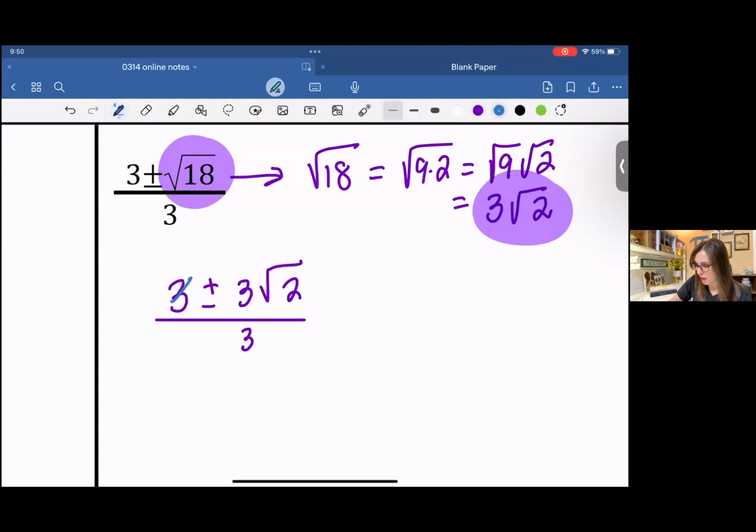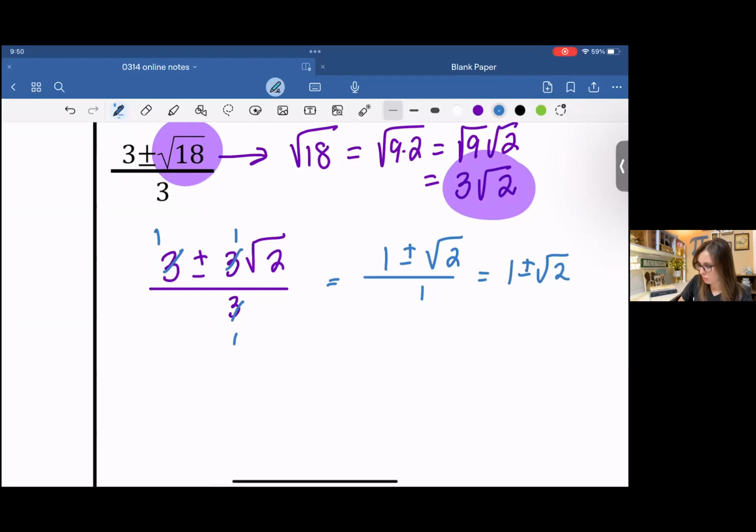You can divide them all by 3 like that, kind of messy. And we get 1 plus or minus 1 root 2. You don't have to write the 1 over 1, which is just 1 plus or minus square root 2. Nice and neat. Or you can break it up into 2 fractions like I did before, like this. And then simplify. 3 over 3 is just 1. 3 over 3 is just 1. And we get the same answer. So either way is okay.